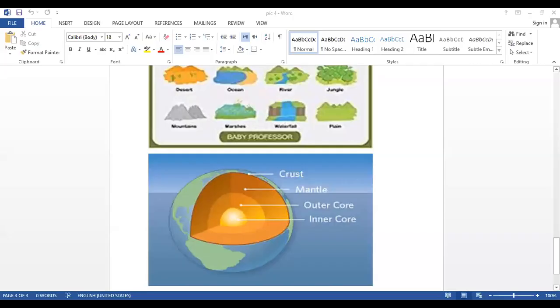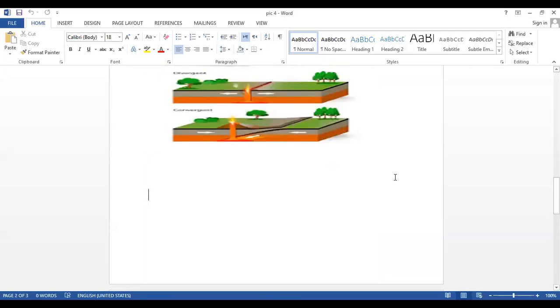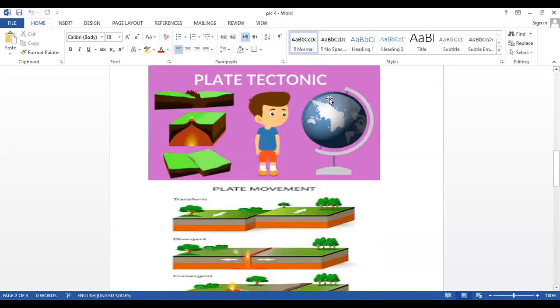Here I'm going to share with you the same pictures again. Look, this is the crust of the earth, or the outer layer of the earth. This is the land. This is a slab of rock, or a slab of crust.